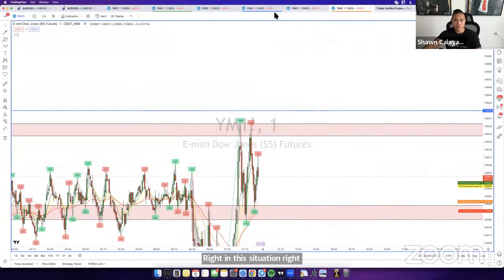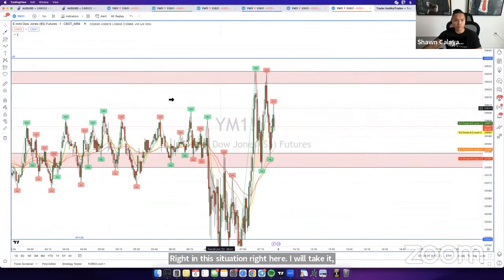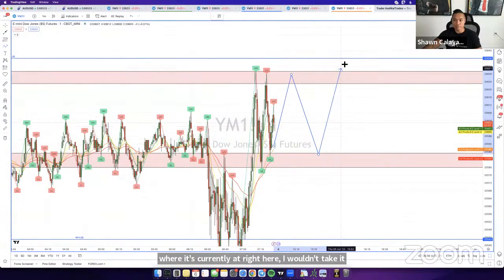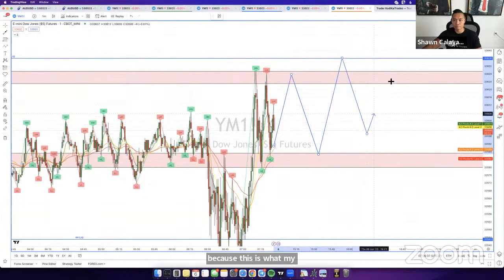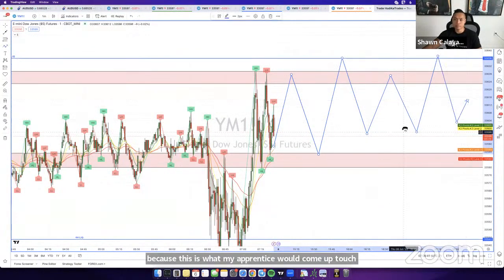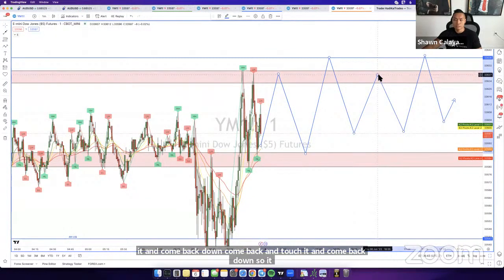However, if price just keeps going back and forth, like where it's currently at right here, I wouldn't take it, because this is what might happen. Price will come up, touch it, and come back down. Come back and touch it and come back down. So it just depends on how the setup looks.